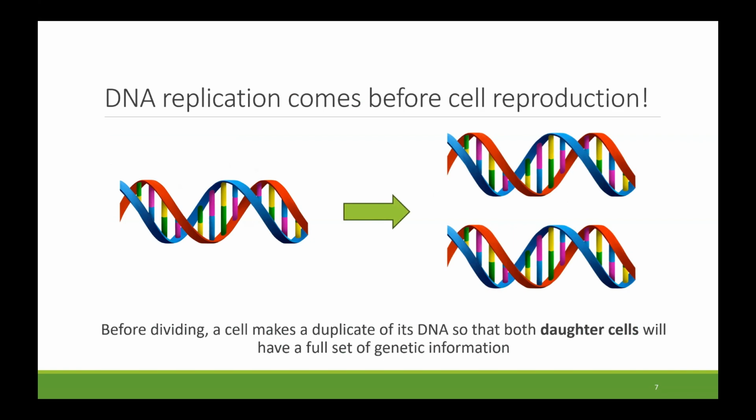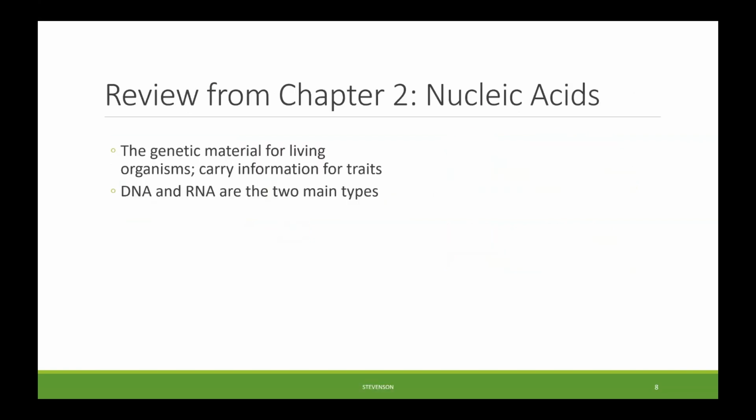Now, for our purposes in this class, we're not going to get into the detail on how this duplication process works. However, we do still need to do a quick review of what we have learned so far about DNA so that we can now build on that. So hopefully you remember that DNA is one of the main types of nucleic acids, which are one of the 4 different types of macromolecules. The other main type of nucleic acid is RNA, which we'll talk more about later.